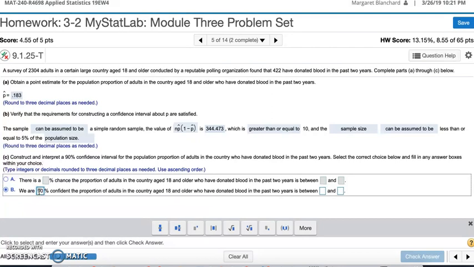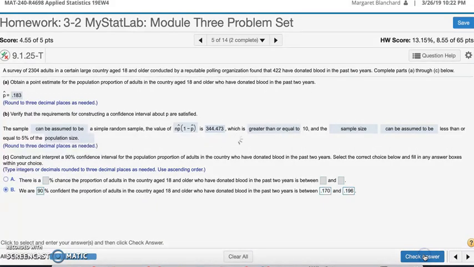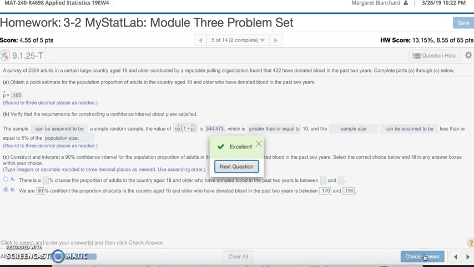So again, we're doing the 90% confidence interval, and we found that lower limit to be 0.170 once we rounded, and the upper is 0.196. Check answer. Excellent. All right, that's problem number 5 from Module 3. If you have any questions, let me know.